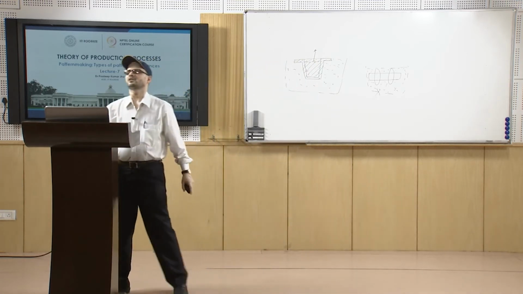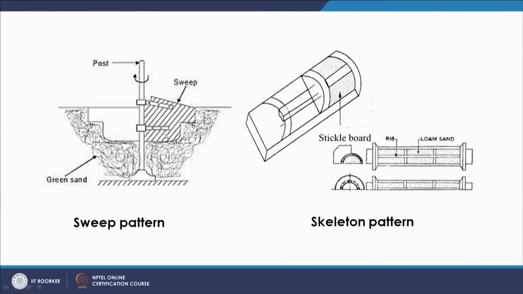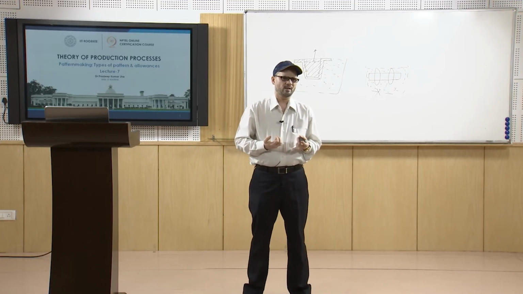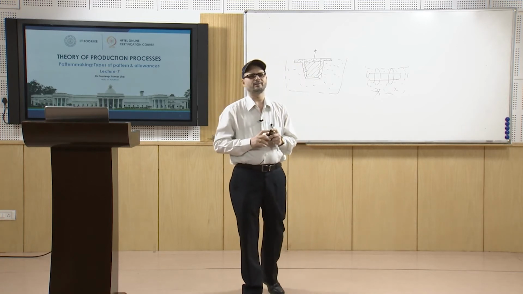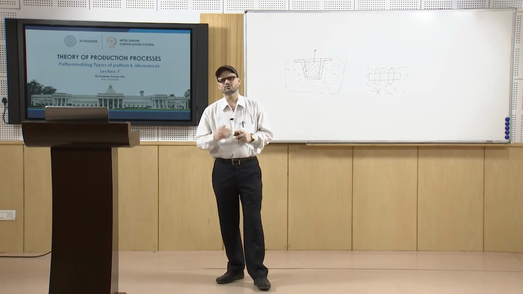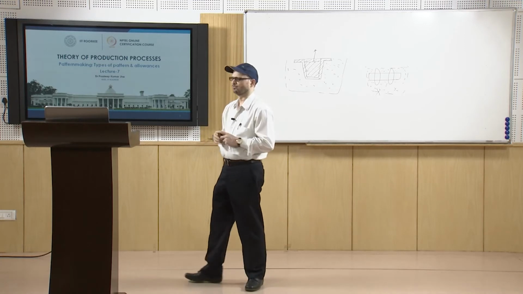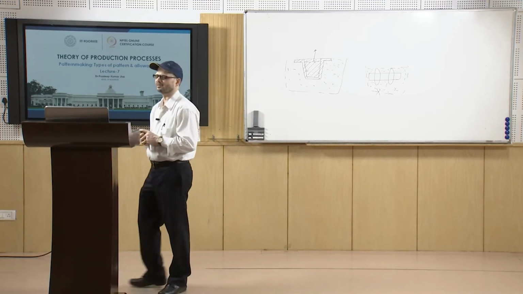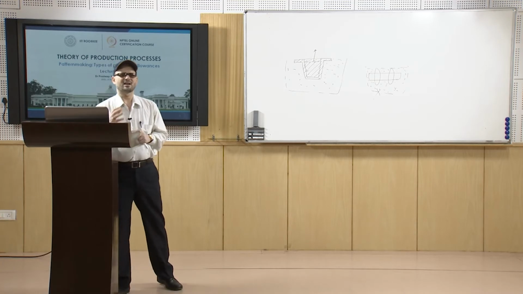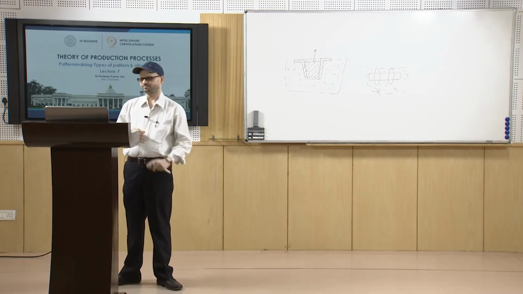Suppose you have such a shape which is to be made. You will have a sweep of a particular shape which will be rotated around this axis, and this way it will remove all the material and make the cavity ready. So, this kind of pattern, using a sweep, for making axisymmetric bell shaped castings, is known as a sweep pattern.